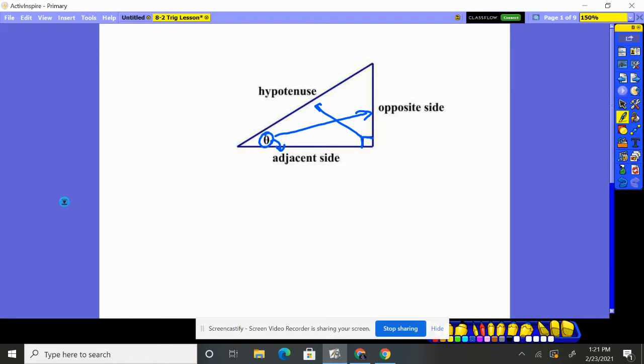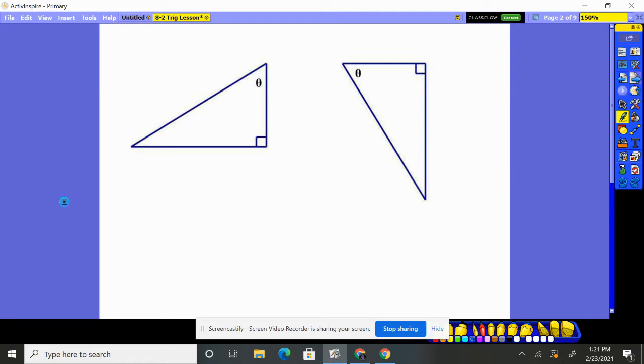So yesterday's lesson, we worked on that. So let's look at it again very quickly. If theta is right here, over here is going to be your opposite side. Right here is going to be your adjacent. And across from the right angle is always the hypotenuse. So in this triangle, here's the right angle, so across from it is my hypotenuse, the longest leg. Here is theta. Across from it will be the opposite side, and the side that it rests on is going to be its adjacent side.